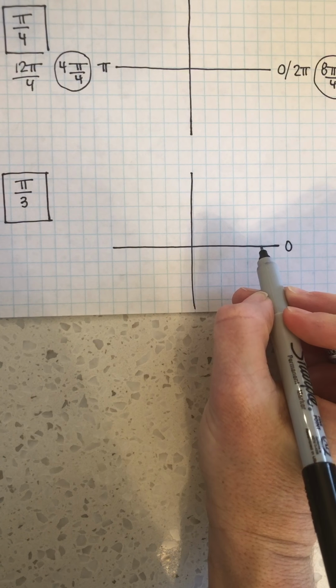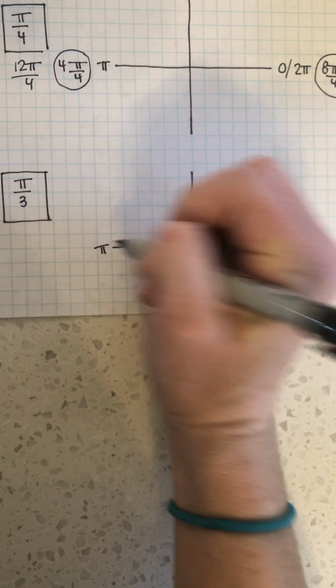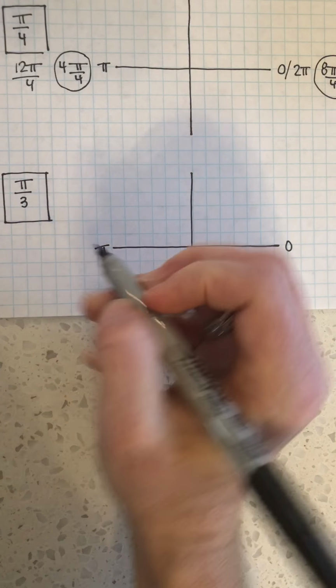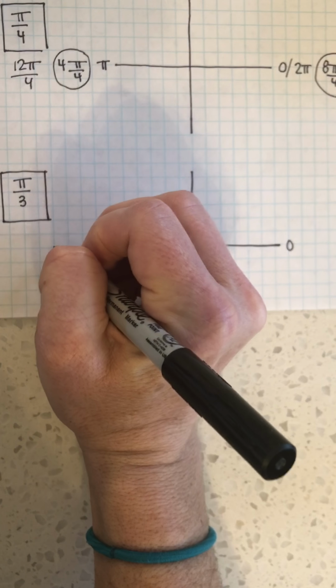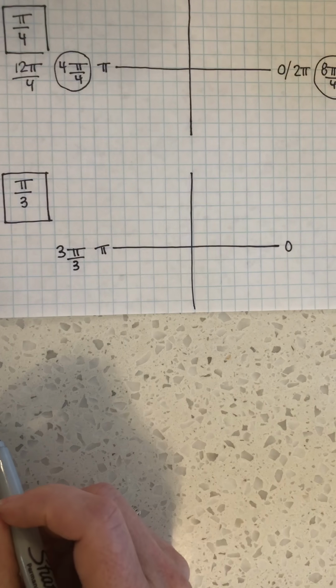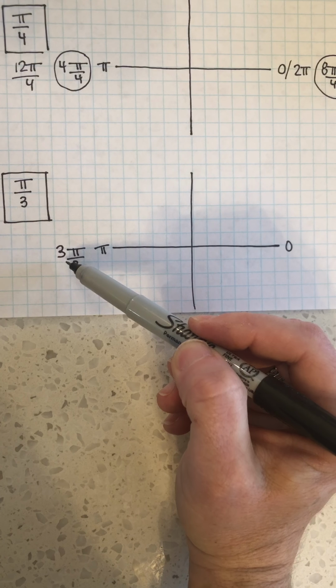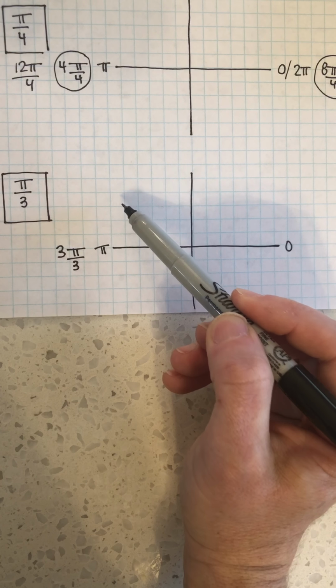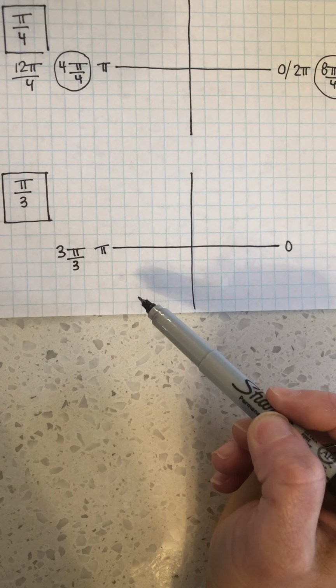Remember, if you're working with pi's over 3, then you start here at 0 radians, and then you rotate halfway around, which gets you to 180 degrees, or pi radians. So how many pi's over 3 make pi? That would be 3 pi's over 3. So that's an anchor. If that's where 3 pi over 3 is, then 2 pi over 3 lands in the quadrant before it. 4 pi's over 3 land in the quadrant after it.